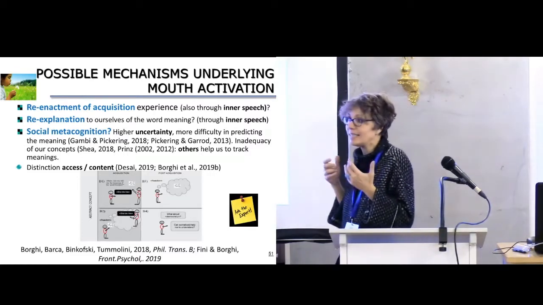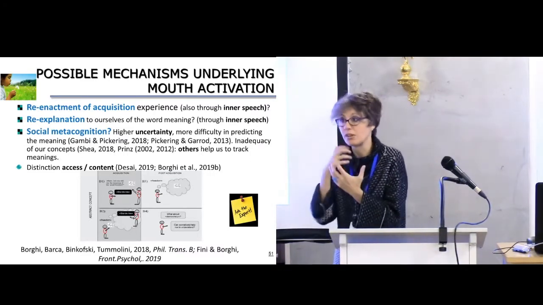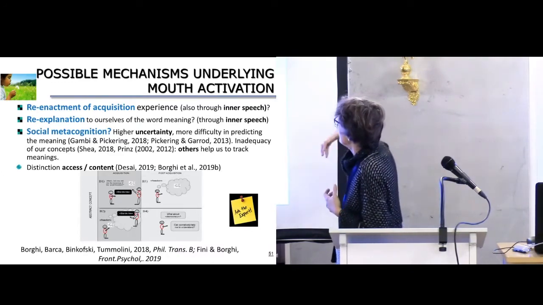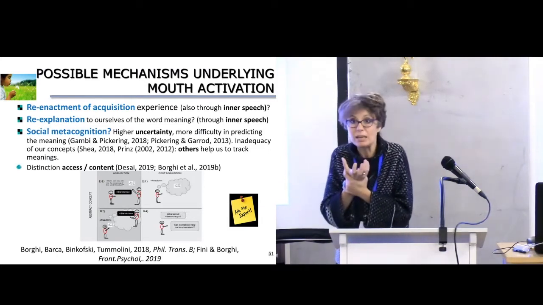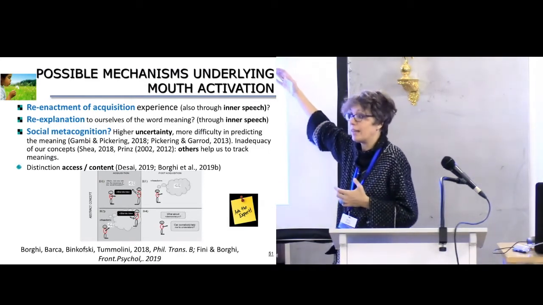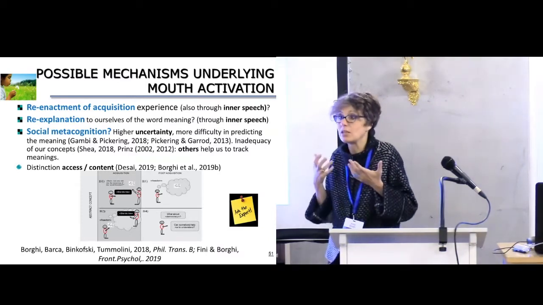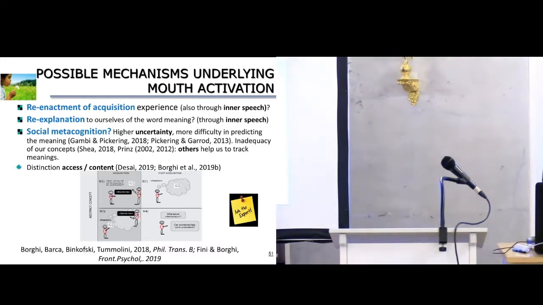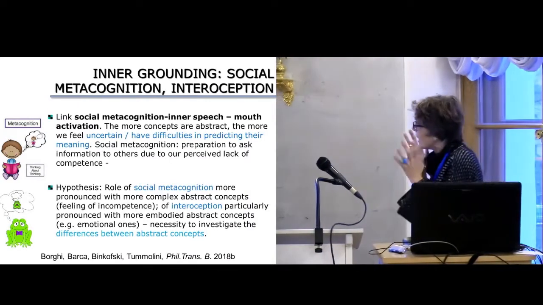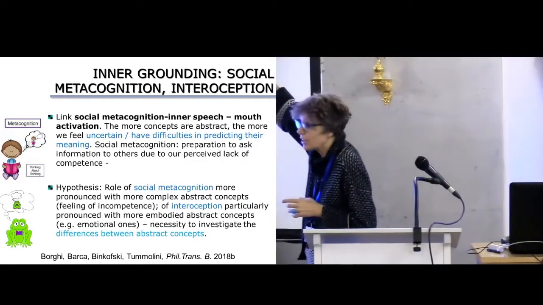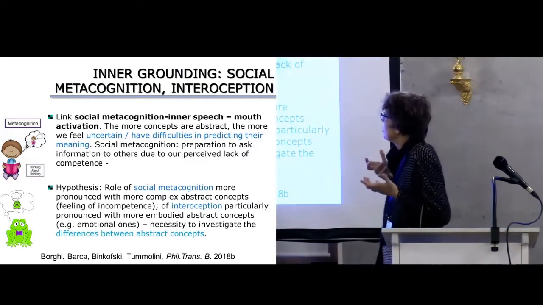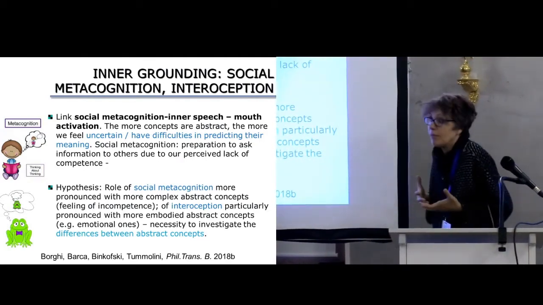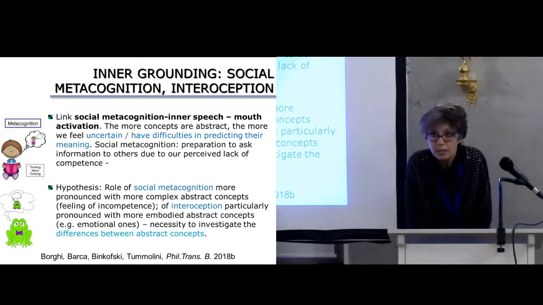Basically the idea is that in the case of abstract concepts, you would be more uncertain. You would be less sure of the meaning, so there is a higher uncertainty. You have more difficulty in predicting the meaning of abstract concepts, so you need to rely more on others. It could be that this motor activation is a preparation to talk to others, to ask them for information. So there could be a link between social metacognition, mouth activation, and inner speech. The more abstract concepts are, the more uncertain we feel, and the more difficulty we have in predicting the meaning, and we speak to others.